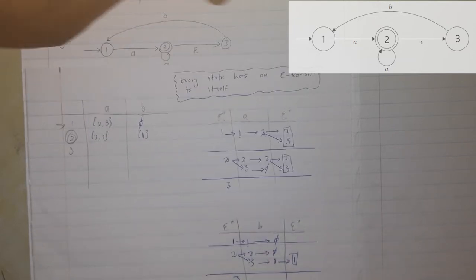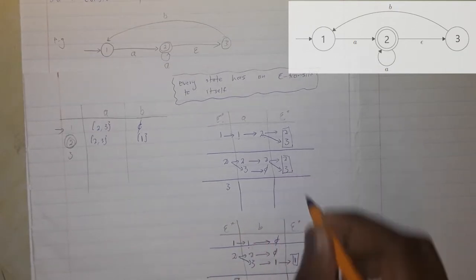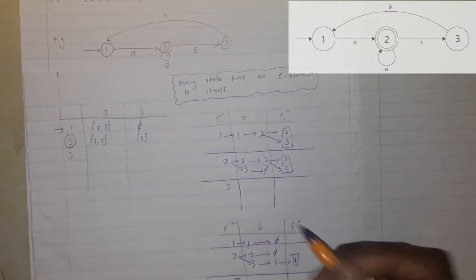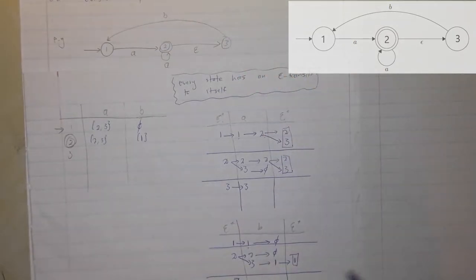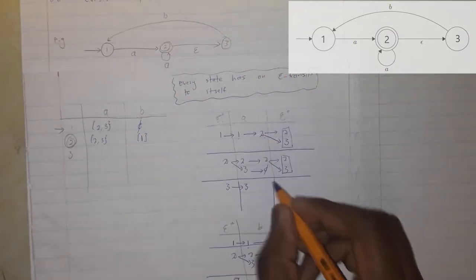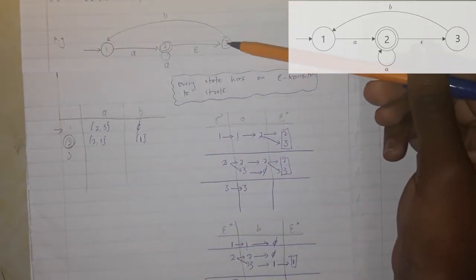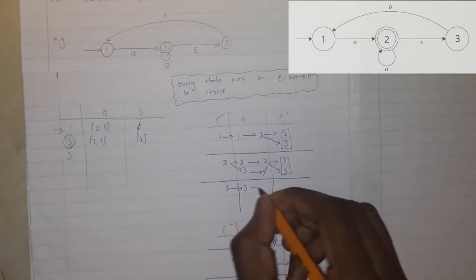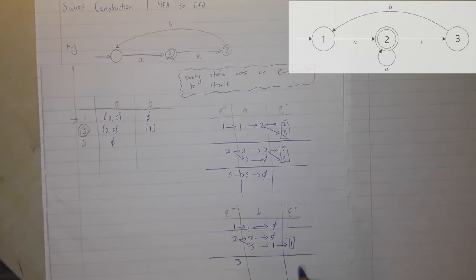So the third one, this one right here. State number 3 has an E transition to itself, and nowhere else. And then state number 3 has a transition where it only has a B transition and no A transition. So this goes to nothing. So here we're gonna put nothing.